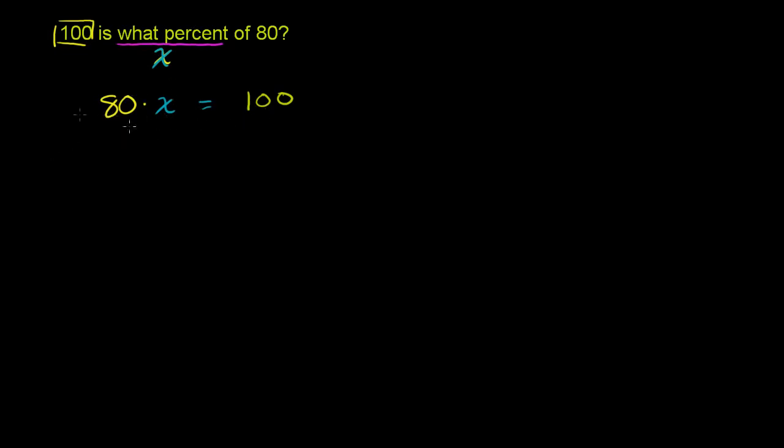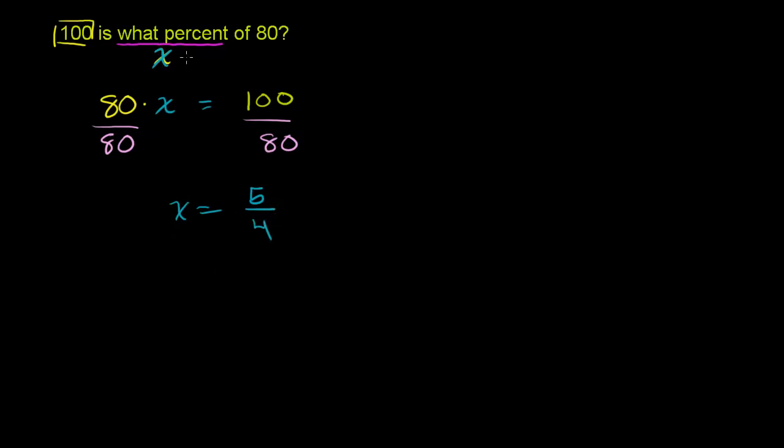If we divide both sides of this equation by 80, so you divide the left-hand side by 80, the right-hand side by 80, you get x. x is equal to 100 over 80. Well, they both share a common factor of 20. So 100 divided by 20 is 5, and 80 divided by 20 is 4. So in simplest form, x is equal to 5/4, but I've only expressed it as a fraction.